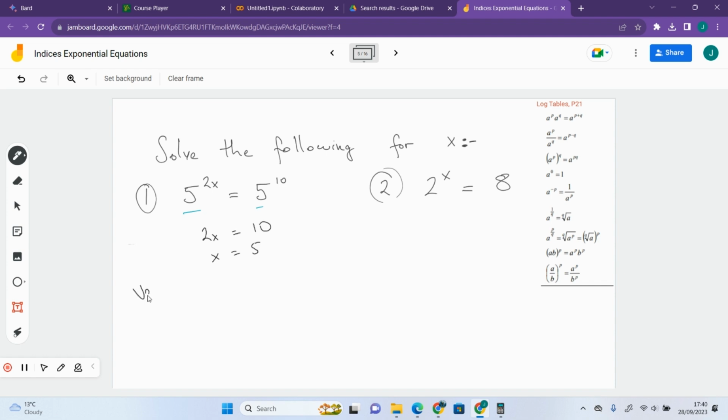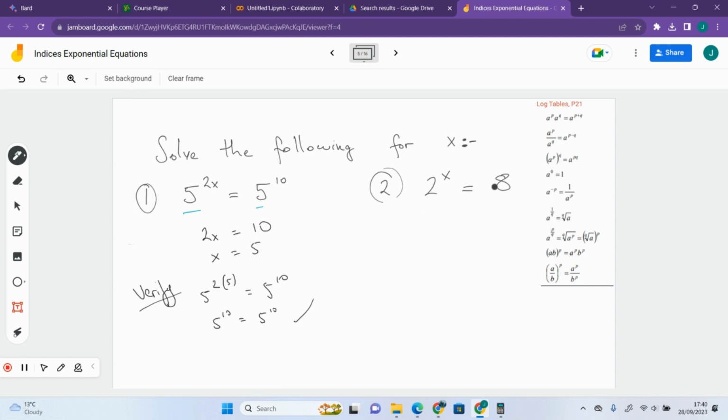And to verify it, let's just make sure it's right. So 5 to the power of 2 5's is equal to 5 to the power of 10. Well, we know that 2 5's is 10, so 5 to the power of 10 is equal to 5 to the power of 10. Okay, so we verified that that's right.